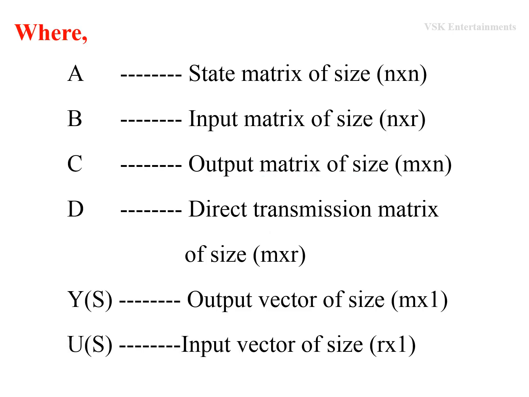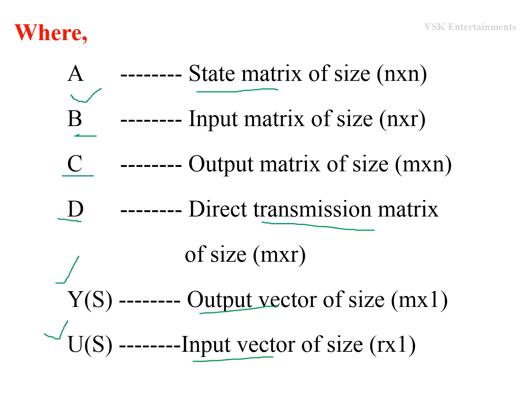In the expression of transfer function, A is called the state matrix, B is called the input matrix, C is the output matrix, D is the direct transmission matrix, also known as transmission matrix, and Y(s) is the output and E(s) is the input. Okay. In problems, we will get the state model. Then we have to find the expression for the transfer function.